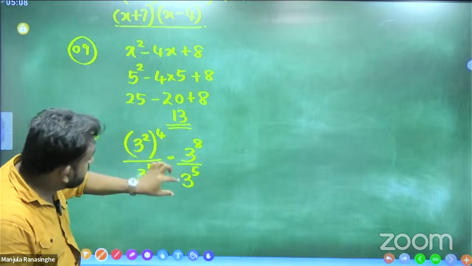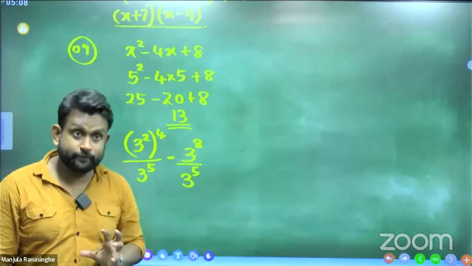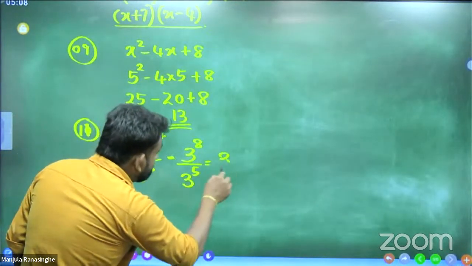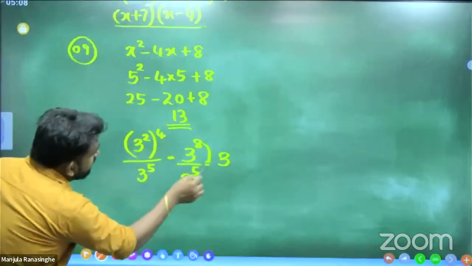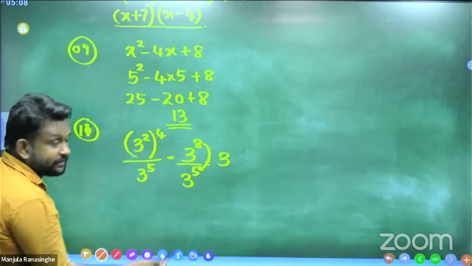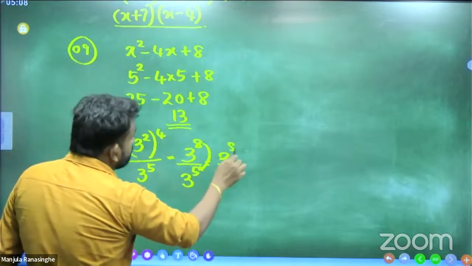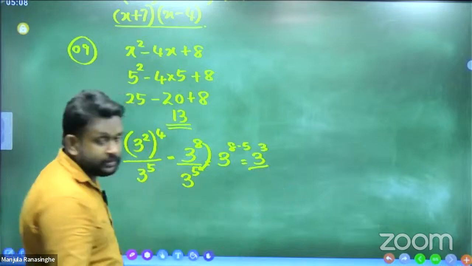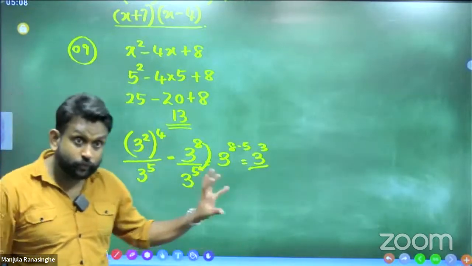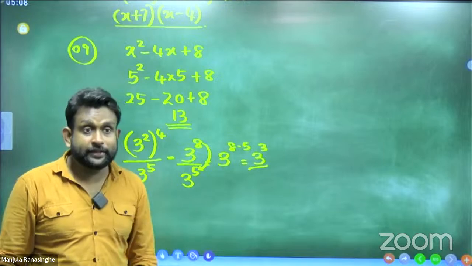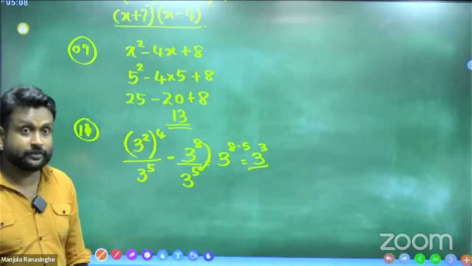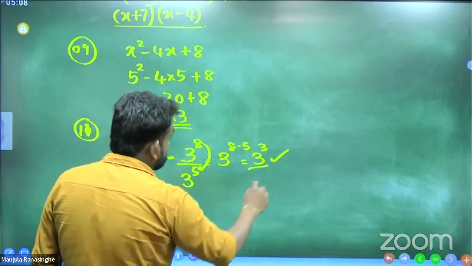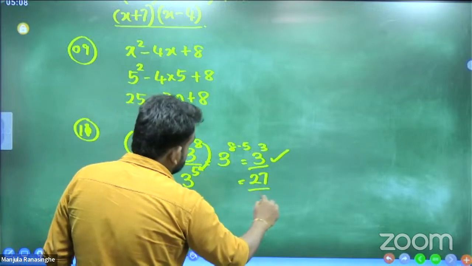Now with the same base, the division is there. In same base division, what we do is keep the same base 3, but the powers are subtracted: 8 subtract 5. So it gives you the final answer 3 to the power 3. You can keep it in index form, or you can further say 3 to the power 3 is 27. Here they are not asking for the final value. This is acceptable and 27 is also acceptable.